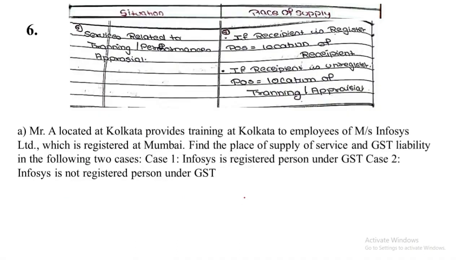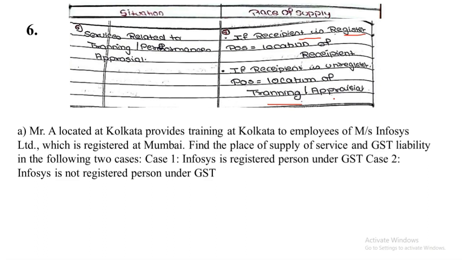Next, six, services related to training or performance appraisal are very important. Whenever any service has been provided for training purposes, there are two rules. If your recipient is registered, then POS will become the location of the recipient. And if the recipient is unregistered, then the location of the training will be your place of supply. So if your recipient is registered, not the supplier, this is from the recipient point of view, his location will become your place of supply. And if he's not registered, then the place where the event is taking place will become your place of supply.